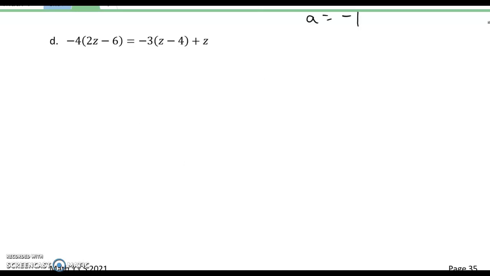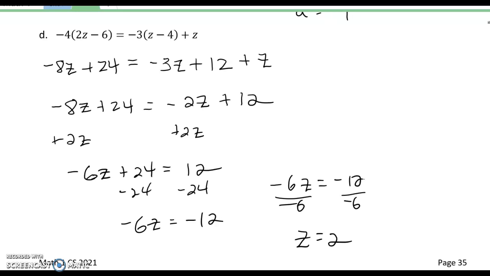All right, let's try one more time here on your own. See what you can do with part D, solving for z. Left side, got to simplify first. So we're going to distribute the negative 4 through. So we got negative 8z plus 24. On the right side, got to distribute that negative 3 first to get a negative 3z plus 12, and then that plus z at the end.